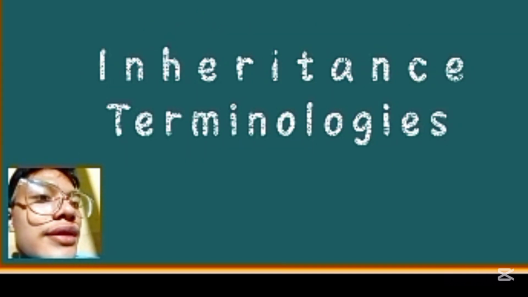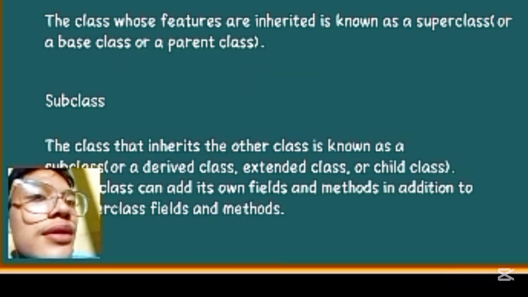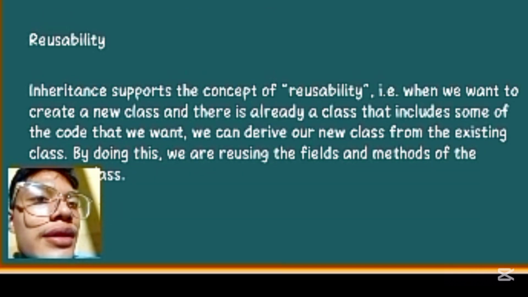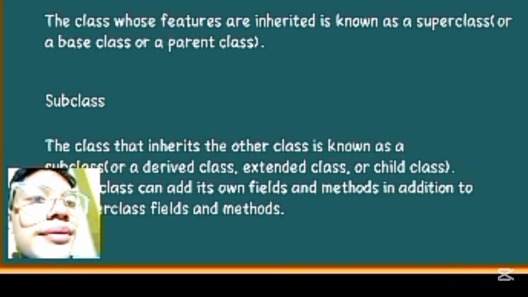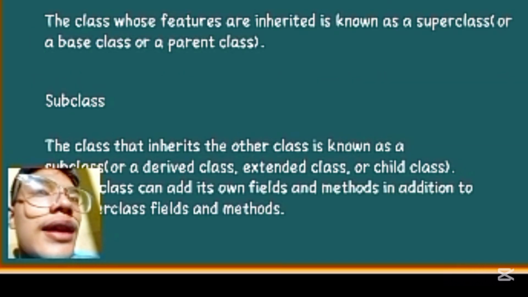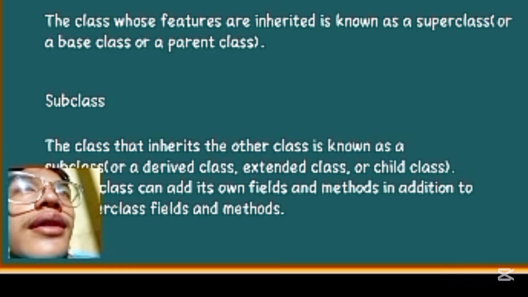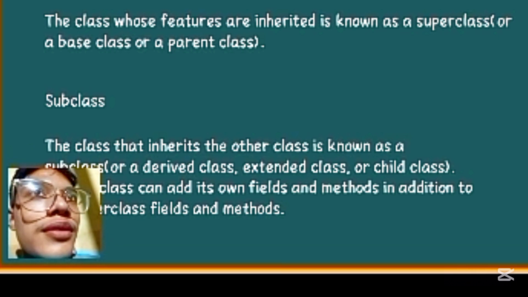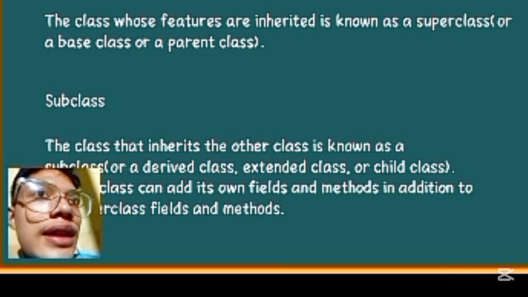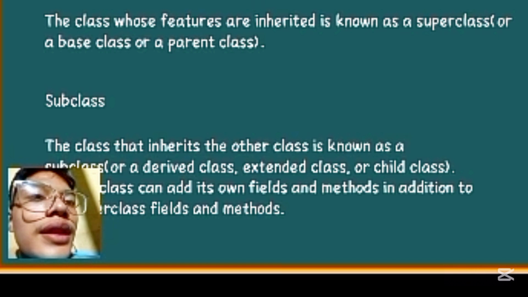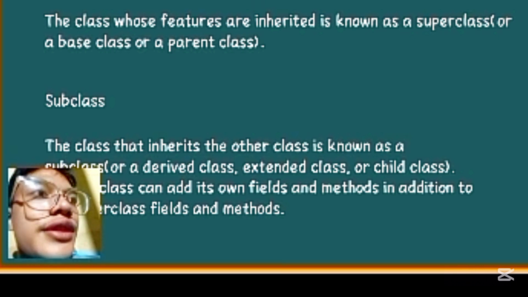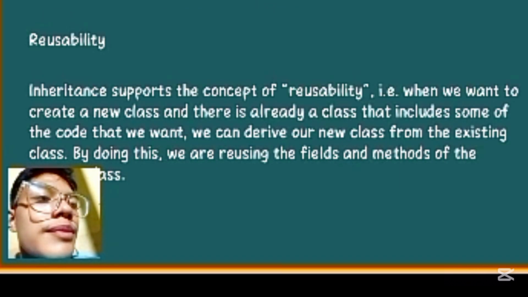So inheritance terminologies, there are three. The first one is superclass, the second one is subclass, and the third is reusability. Superclass is like a parent. It has a function on its own, and subclass is like a child. Subclass can inherit the functions or methods that belong to the superclass, and also gain methods that the superclass doesn't have, and also reusability.